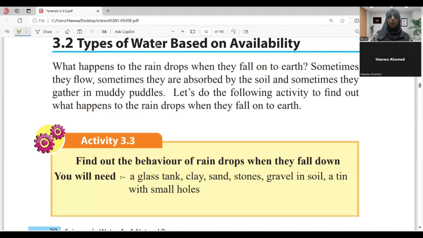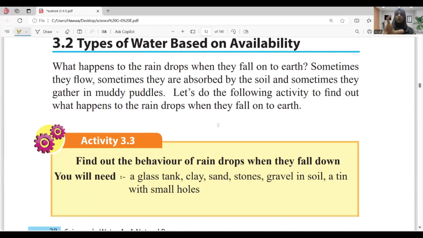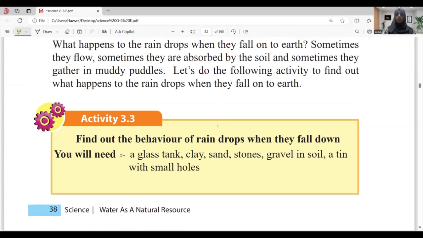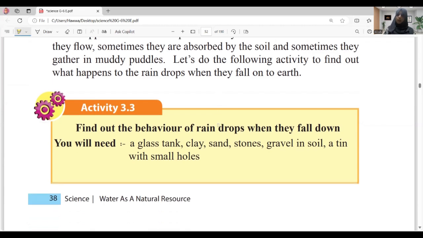Now we have types of water based on availability. So what happens to the raindrops when they fall onto the earth? Availability means we see how much water is available on earth, right? So when you see raindrops, they flow. Sometimes they are absorbed by soil. Sometimes they get collected as mud too, right? So with rainwater, you can see the wet soil, or you can see mud. You can see it spreading through rivers, lakes, and so on.